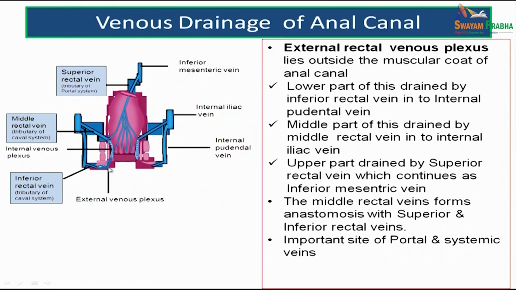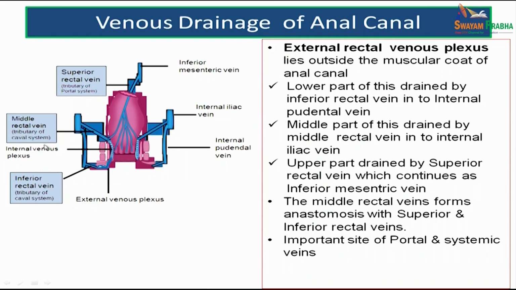So, external rectal venous plexus, if you see, is going to lie outside the muscle coat of the anal canal. So, lower part of this is going to be drained by means of the inferior rectal vein to the internal pudendal vein. Middle part is going to be drained by the middle rectal vein, which goes into the internal iliac vein. Upper part is going to be drained by the superior rectal vein, which continues as the inferior mesenteric vein. The middle rectal vein forms anastomosis with the superior rectal vein and also with the inferior rectal vein.